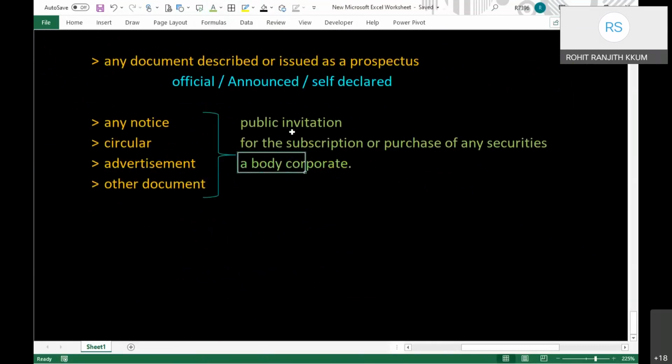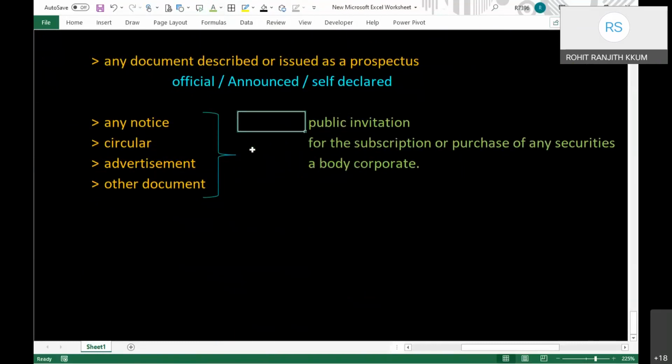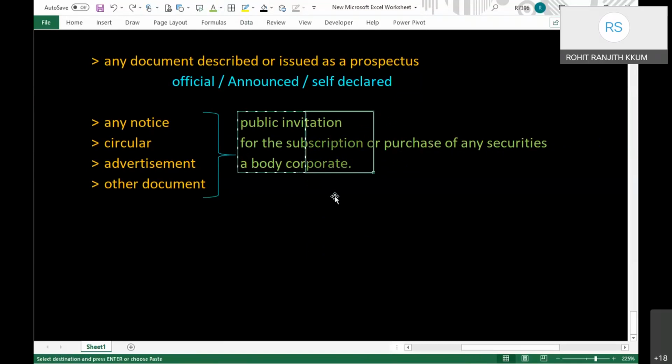If these three conditions are satisfied, then we can very well say that the given document, no matter what kind of document, any kind of letter, any kind of advertisement, will be considered as a prospectus.